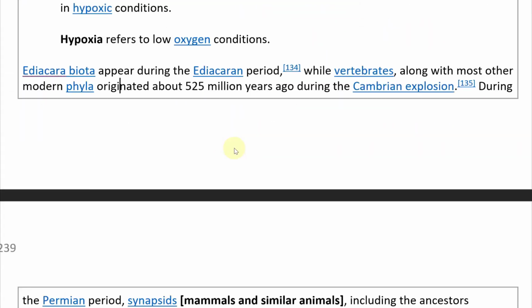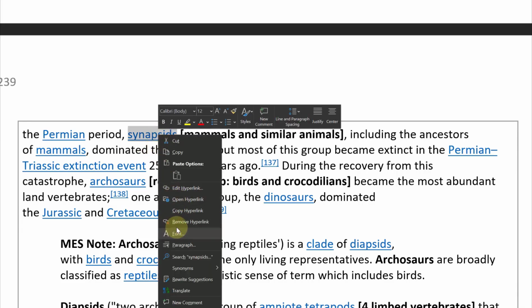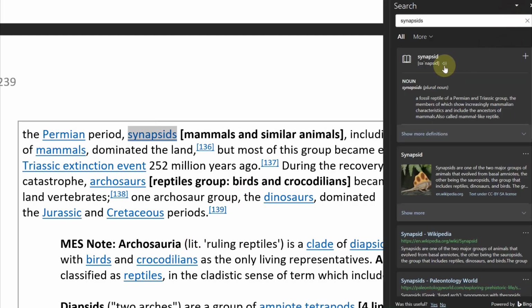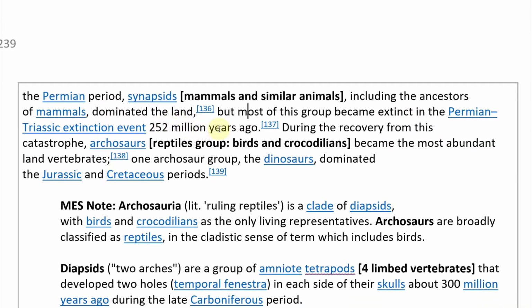All right, continue further. So during the Permian period, synapsids. Let's just double check this. I think it's pronounced synapsid. Let's search this up. Synapsid. Yeah, so the Permian period, synapsids, which are mammals and similar animals, including the ancestors of mammals, dominated the land, but most of this group became extinct in the Permian-Triassic extinction event 252 million years ago.